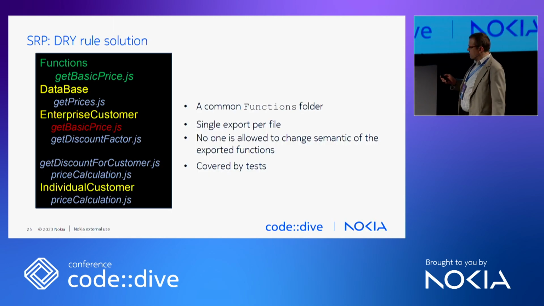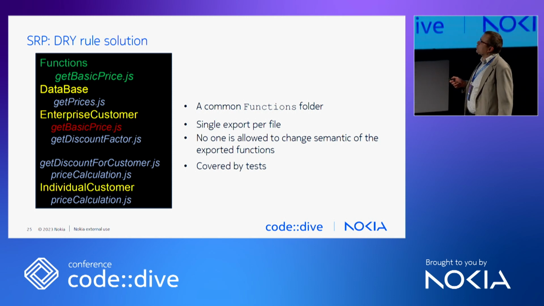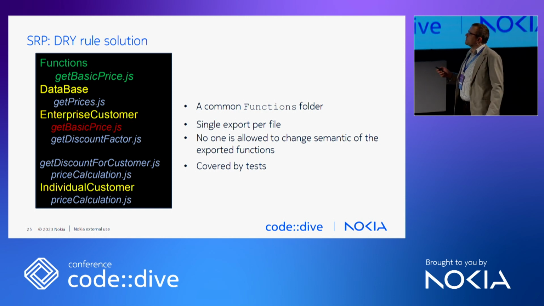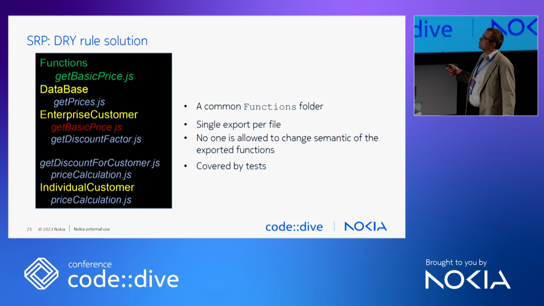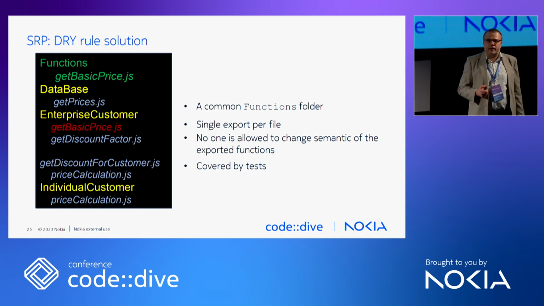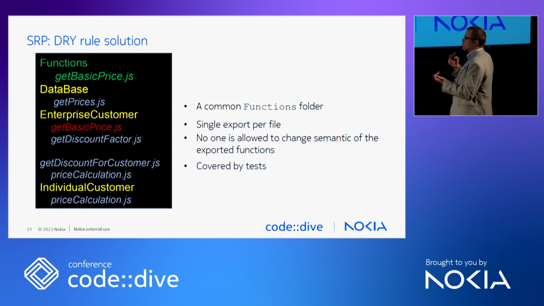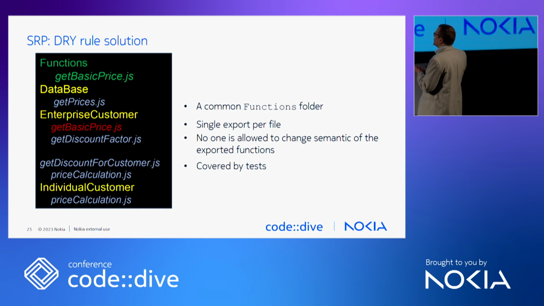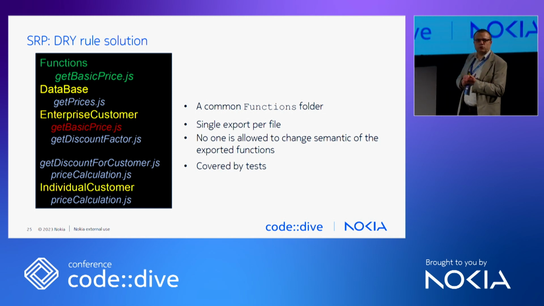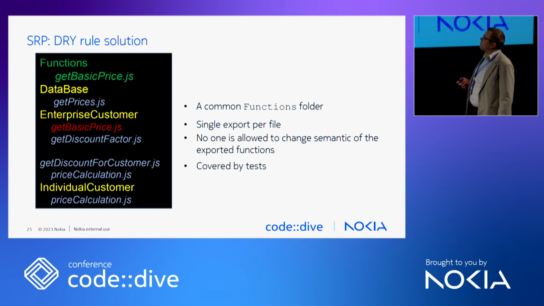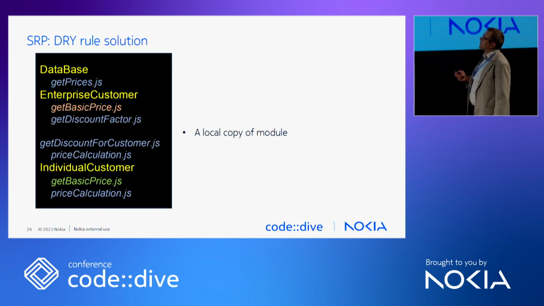In my team, we have such a solution that there is a function folder. It's somewhere above in the hierarchy. And this module might have been promoted to this function folder. And there are rules regarding the function folder. This is reusable code, so it should be well tested. There should be only a single export from the file. And no one is allowed to change the semantics of the code that's already in exported functions. And it should work.